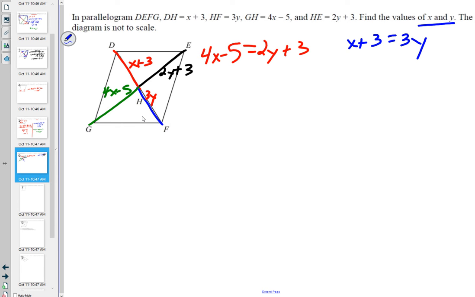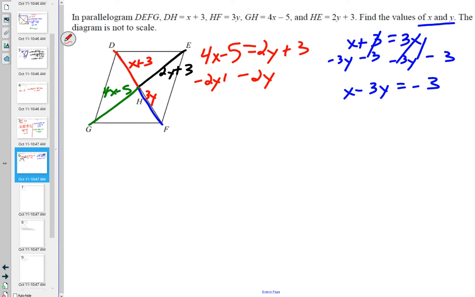Now, the silver lining is at least I have two equations. So here's where the Algebra 1 kicks in. We didn't go over this, but who remembers how to solve a system? Substitution or elimination, yeah. I would probably treat this as elimination. So I would go minus 3y and then minus 3. When you clean everything up, you get x minus 3y is equal to negative 3. Here I put the y's on the same side, so minus 2y, then plus 5, plus 5. These cancel, so I just get 4x minus 2y is equal to 8.